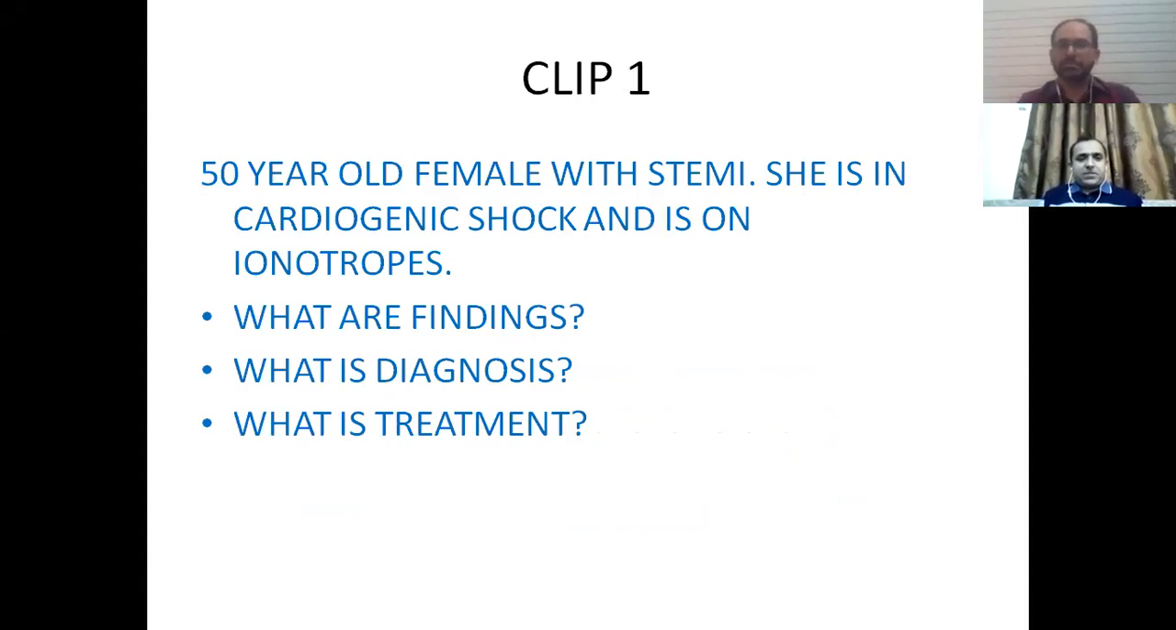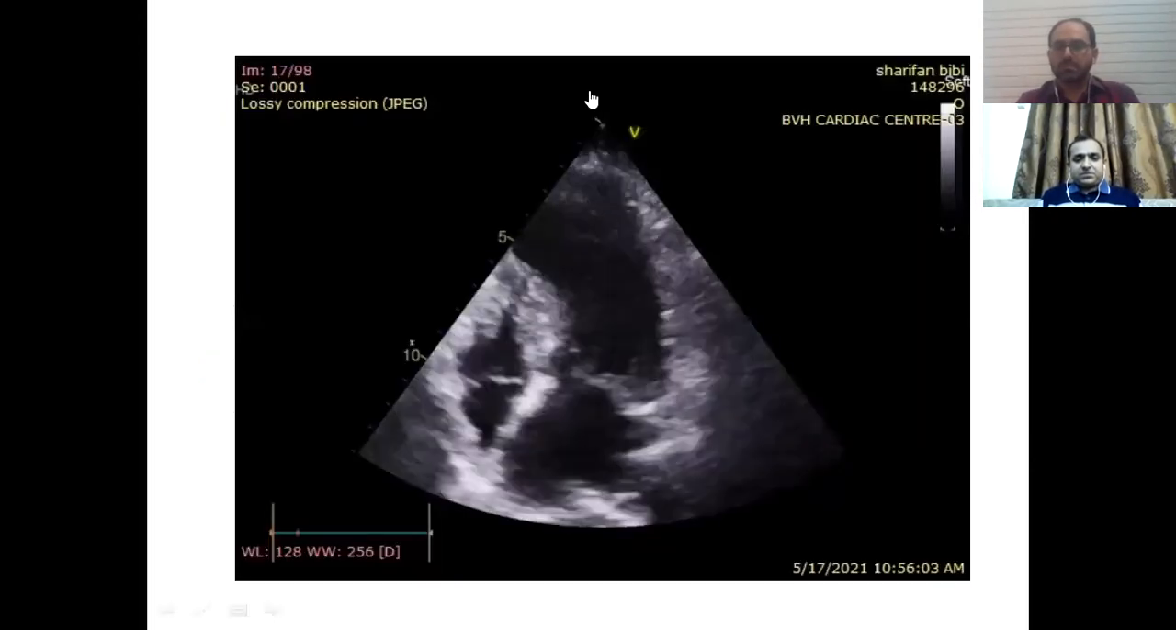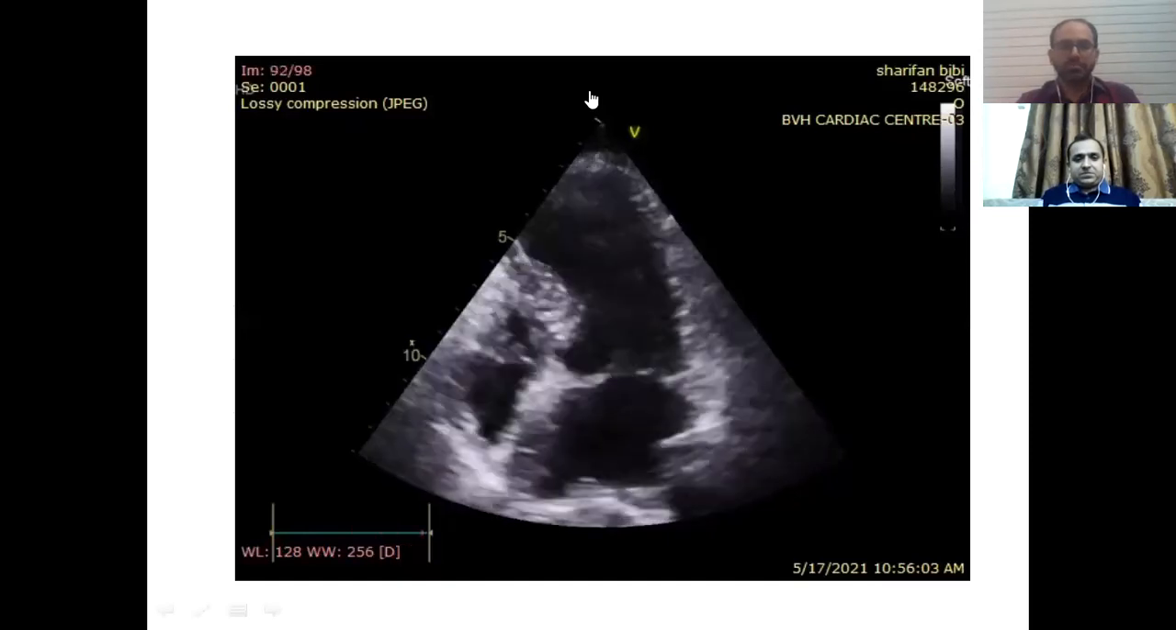So this is the first question. It is a 50-year-old female with STEMI. She is in cardiogenic shock and is on inotropes in the CCU, Cardiac Center, Bahawalpur. So the questions related to these images are: what are the findings? What is the diagnosis? And what is the treatment of this problem? So let's see. The time starts now.